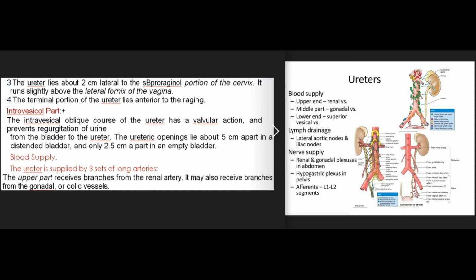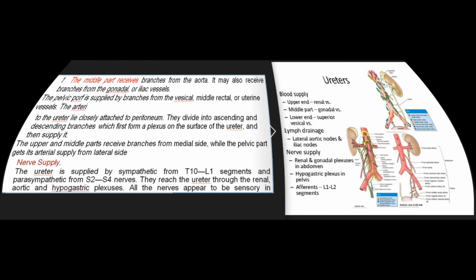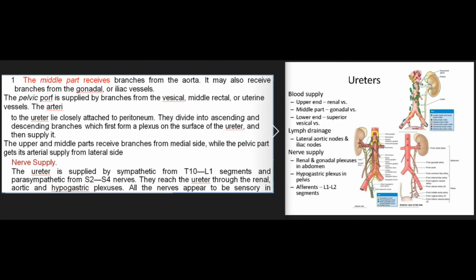Blood supply. The ureter is supplied by 3 sets of long arteries. The upper part receives branches from the renal artery. It may also receive branches from the gonadal or colic vessels. The middle part receives branches from the aorta.